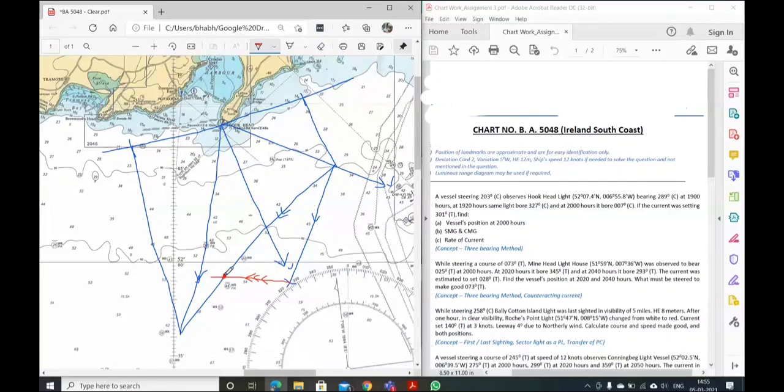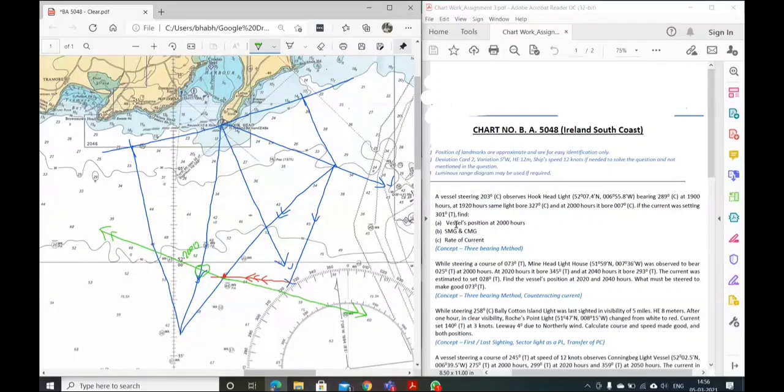Once you have this triangle made, you transfer the first PL to where the triangle ends. So this is the point where you transfer the first PL. This is your transferred PL. Wherever this transferred PL intersects the third position line, that is where your final position is. So the 2000 hours position will be obtained by the three bearing method.